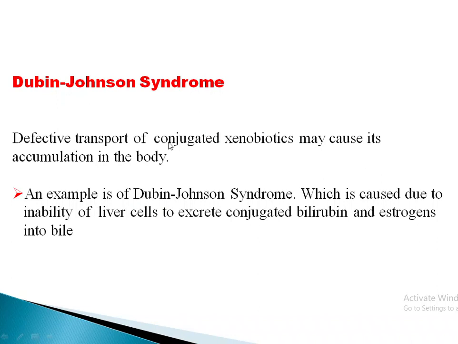Defects in the transport of conjugated xenobiotics may also cause their accumulation and toxicity. For example, Dubin-Johnson syndrome is caused by the inability of the liver cells to excrete conjugated bilirubin and estrogen into bile.